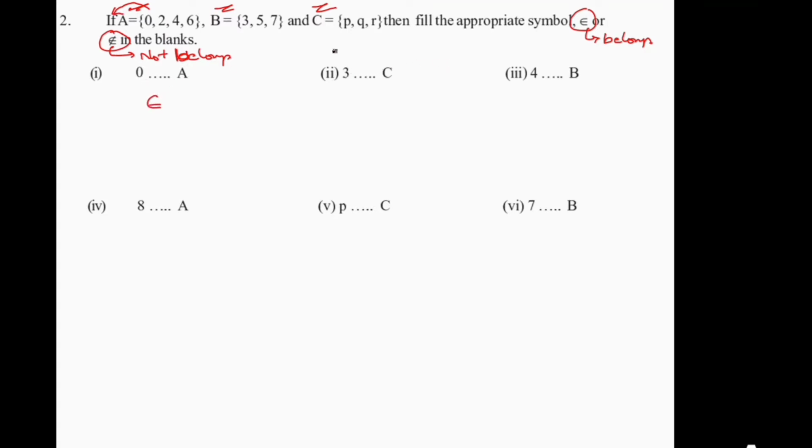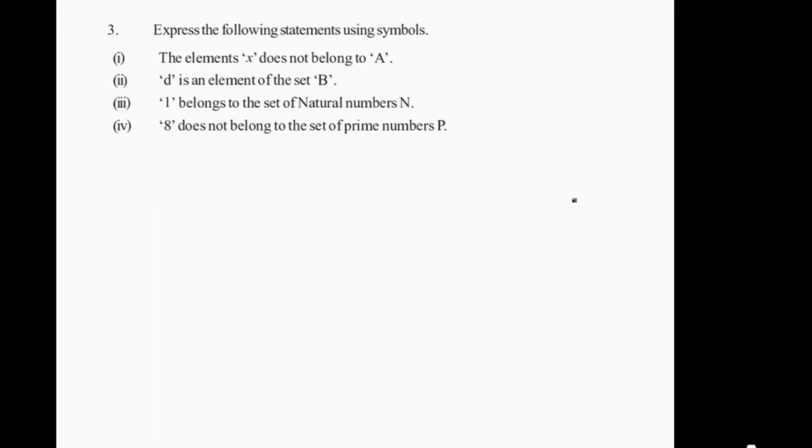If you look at 3, 3 is available in set B, but here it is given as C. Hence it is does not belong to. 4 belongs in set A, but it is given as B, so does not belong to. 8 is not in A, 8 is in C only, 7 is in B only, right? Good.